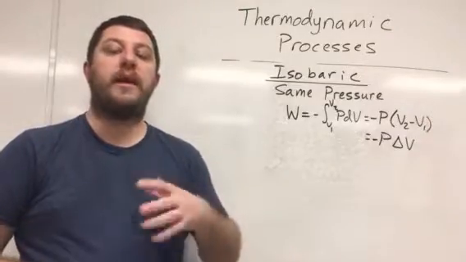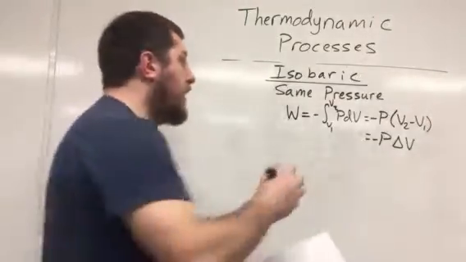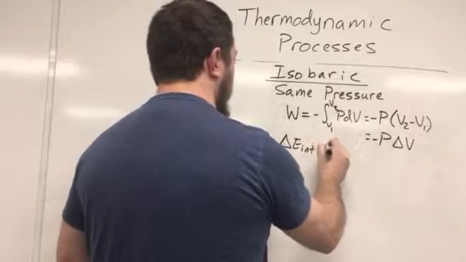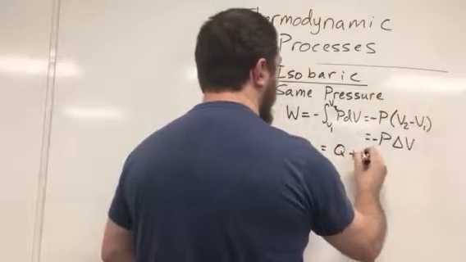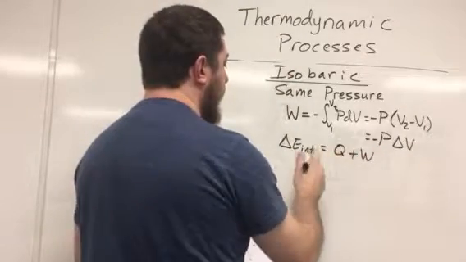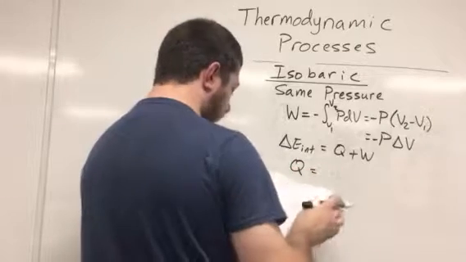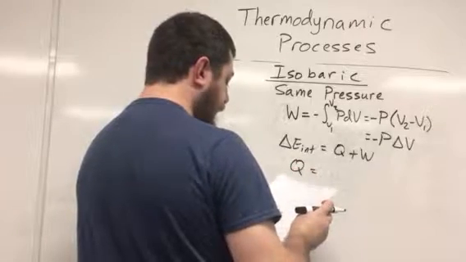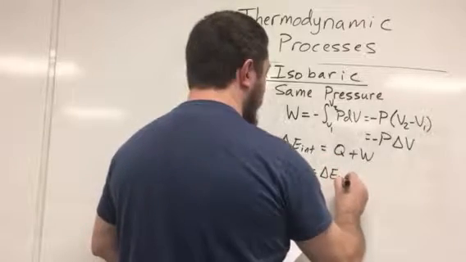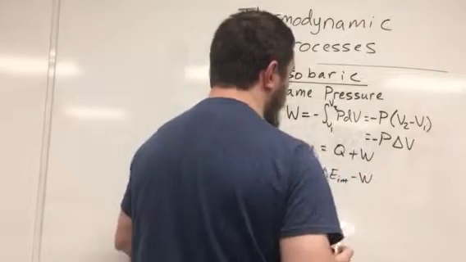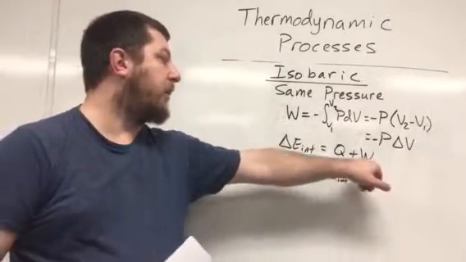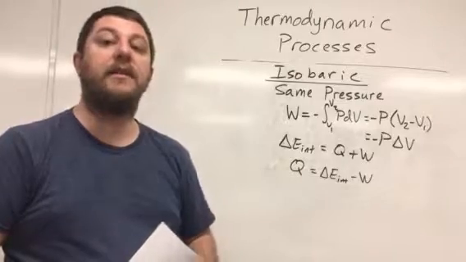And so we can now use this in the first law in this form. Remember, delta E int is equal to Q plus W. And what I want to do is rearrange the first law now to write it as Q is going to be equal to delta E int minus W, okay? So we have the first law in this form now. All I've done is subtract W from both sides.